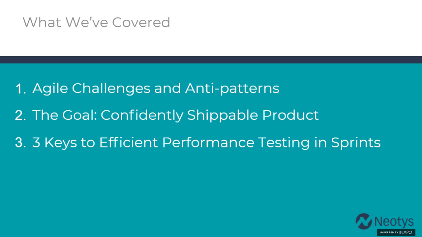So I just want to finalize by saying what we covered was obviously the challenges in Agile, the big challenge now, some anti-patterns. We level set it on a goal of being able to confidently ship product that you know in advance what your risk is in terms of performance. And then we talked about specifically how you might do that, not just with tools, but also with people and process in the mix.